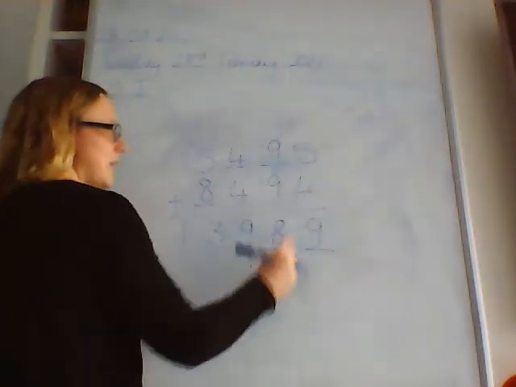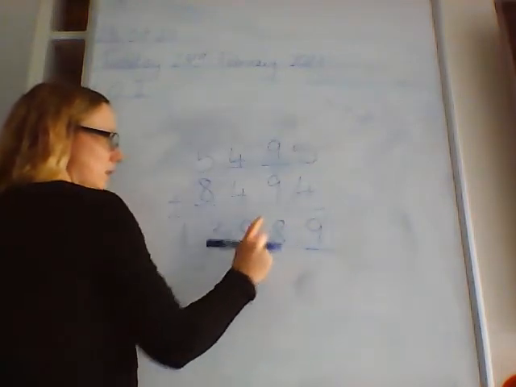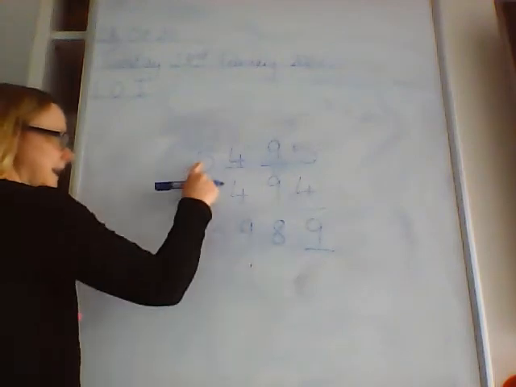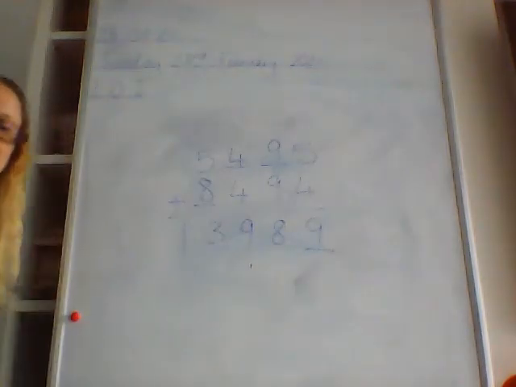Again, I'm just going to check. 5 add 4 equals 9. 9 add 9 equals 18. Write the 8, carry the 1. 4 add 4 is 8, plus the 1 is 9. 5 add 8 is 13.